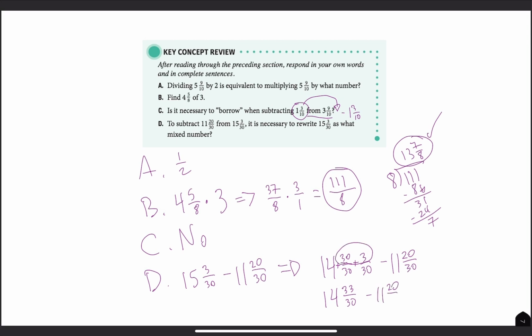minus 11 and 20/30. Because you can see here, this is an improper fraction, right? So it's really greater than 1. And so if I were to take out the 30/30, I could add a whole 1 to my 14 and bump it up to 15. And so it's an equivalent mixed number. And it's what I need to do in order to do my subtraction here. So hopefully that was clear and that helps you with this section. And if you have any questions, let me know. I'll see you in the next section.